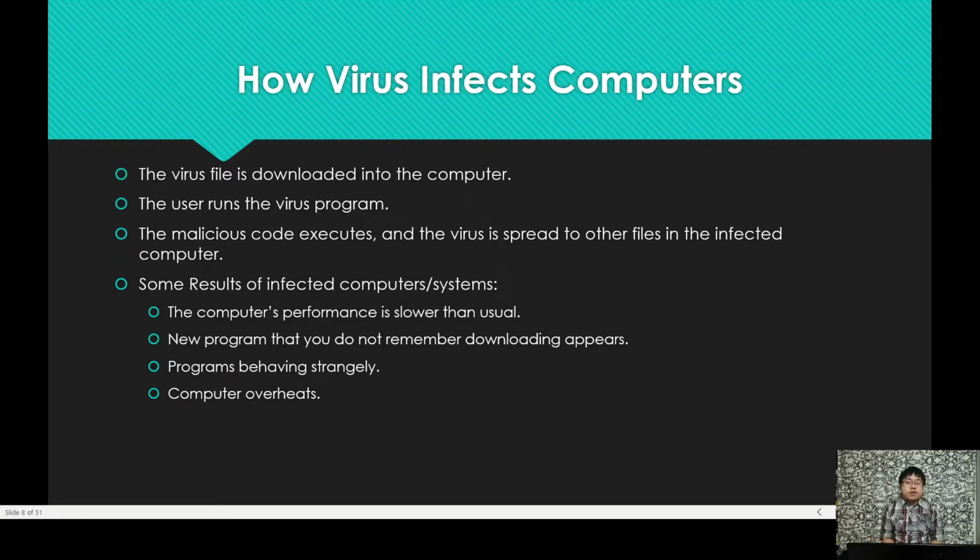How a virus infects a computer. The virus file is downloaded into the computer. The user runs the virus program. The malicious code executes and the virus is spread to other files in the infected computer. Some results of infected computers or systems are that the computer's performance is slower than usual, new programs that you do not remember downloading appear, programs behave strangely, or the computer overheats and shuts down.